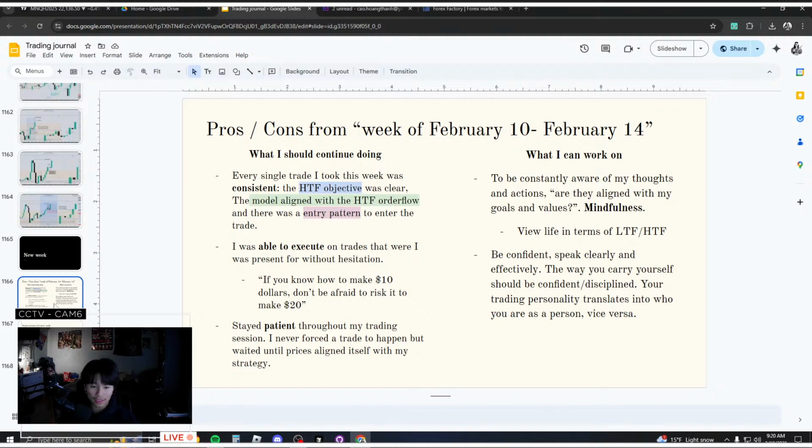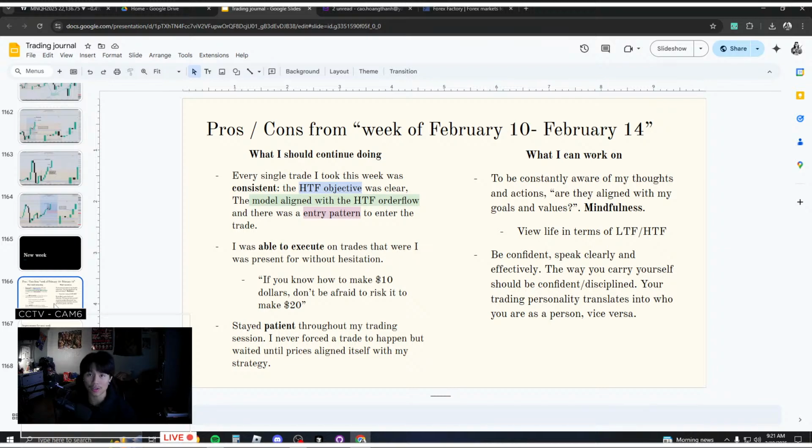Third here is to continue to stay patient. There are times where my strategy doesn't present itself in days, maybe even weeks, right? There are going to be times where I know what the higher time frame objective is, and I know where price wants to go on the higher time frame, but I'm missing a model. I'm missing an entry pattern. If I have one component out of 3, I'm not going to take the trade. Even if I have 2.5 out of 3, I'm not going to take the trade. It has to be 3.